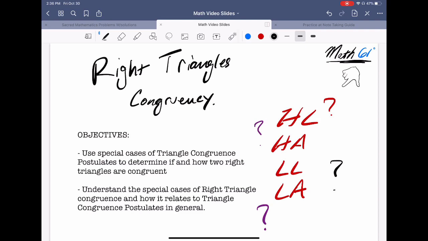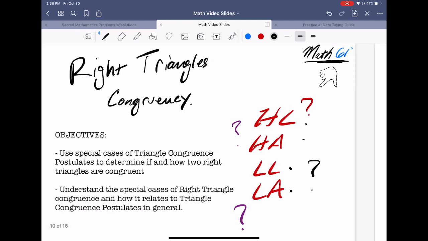We got HL over here, HA, LL, LA. What does all this mean? They're not city abbreviations. Sorry, Los Angeles.